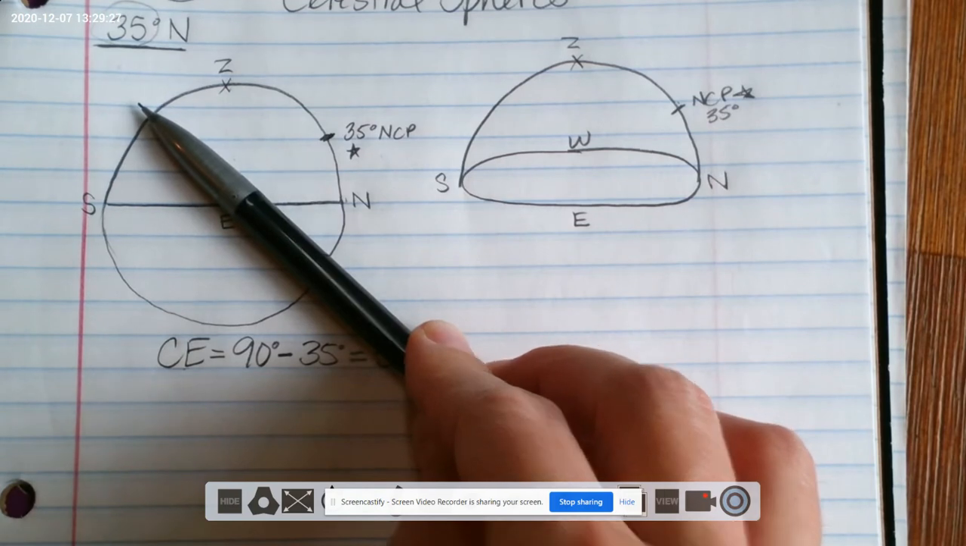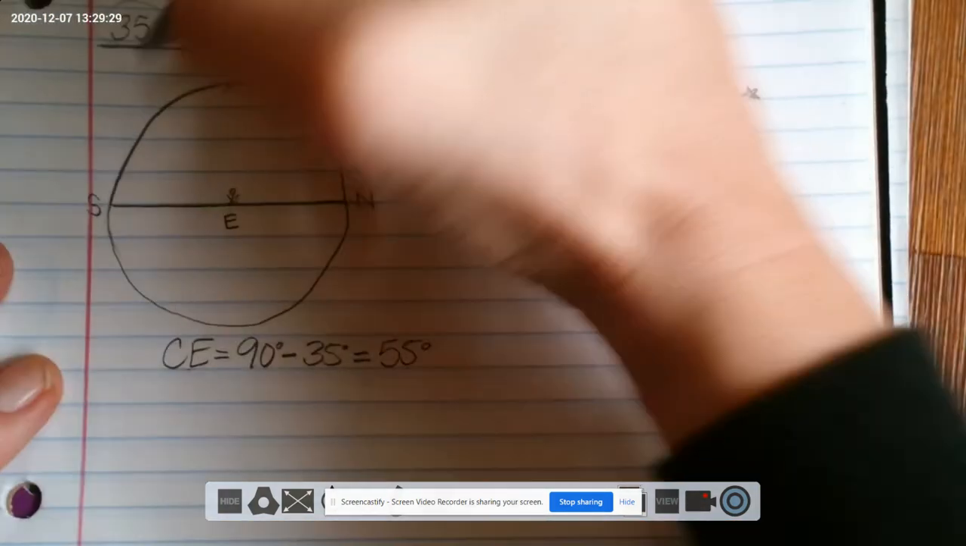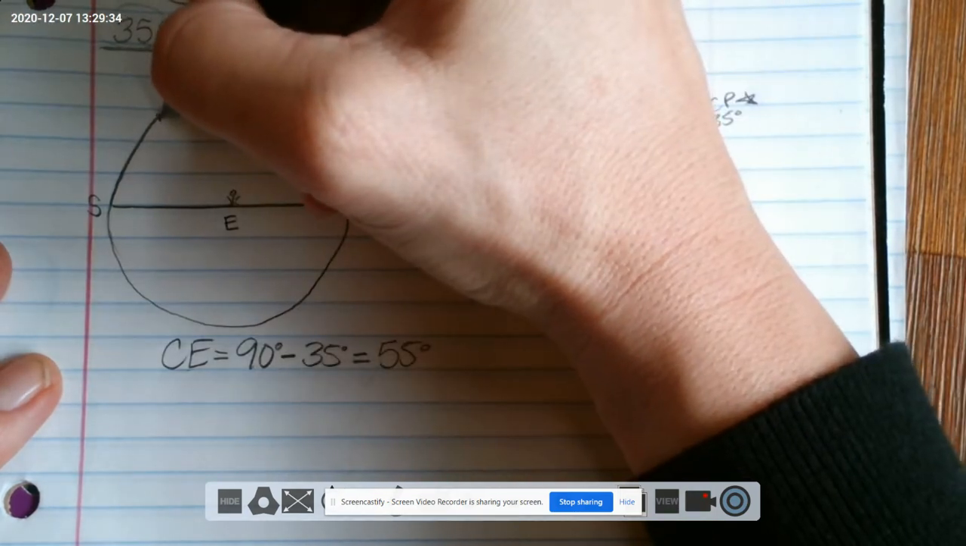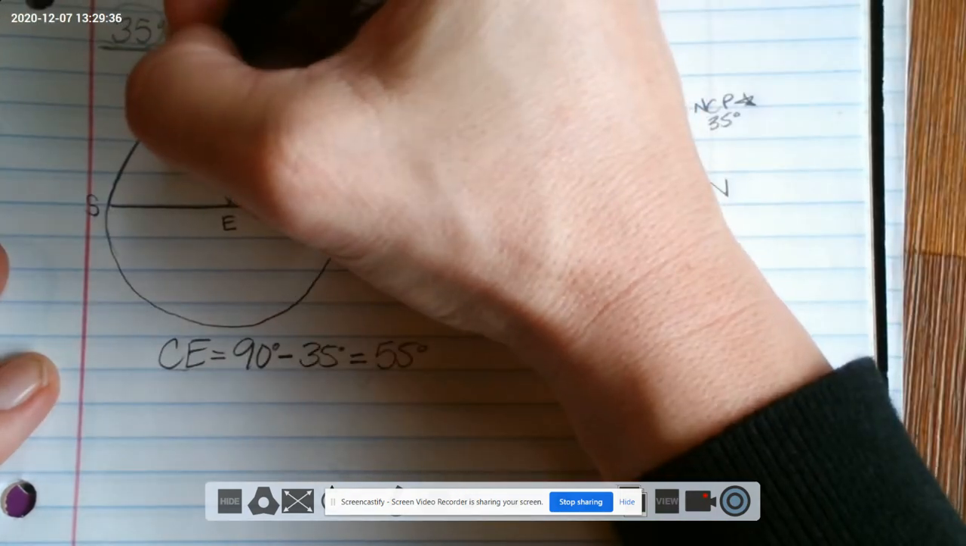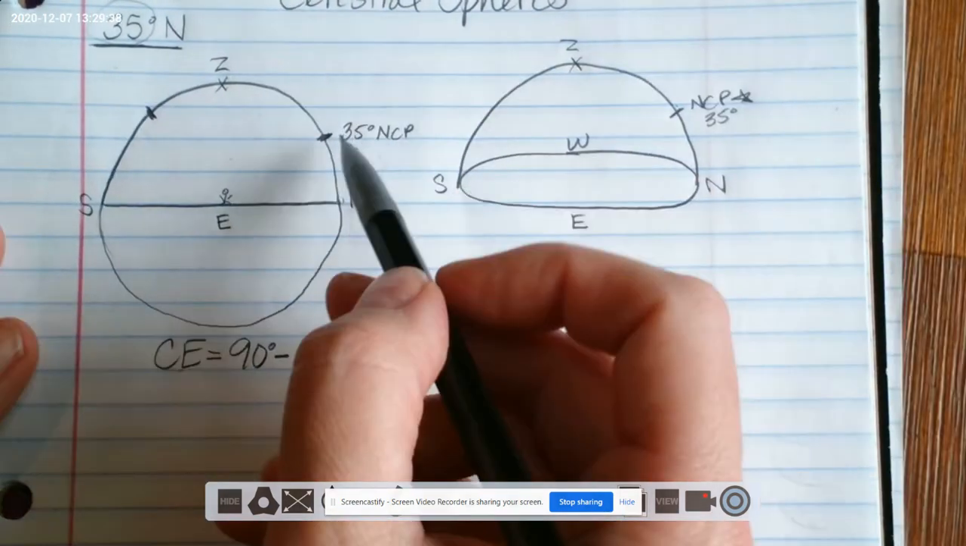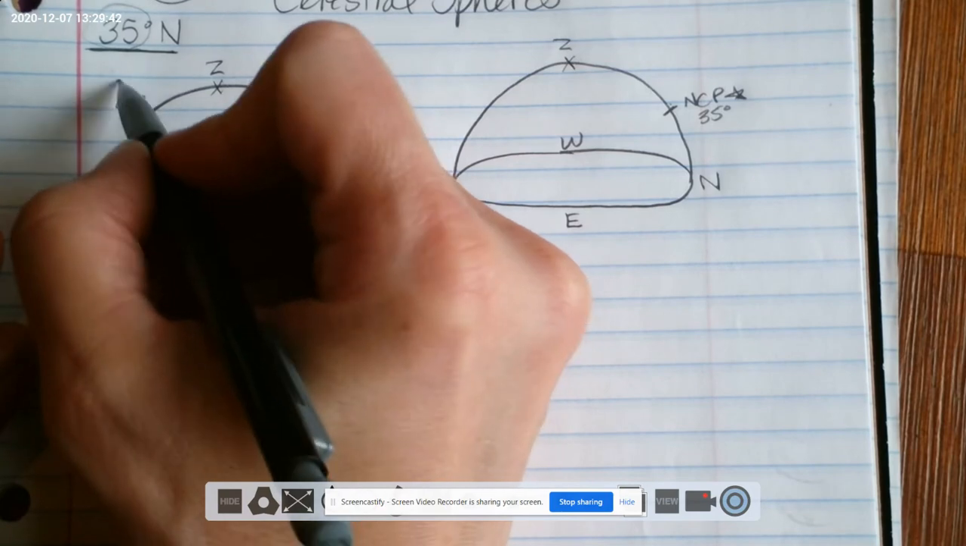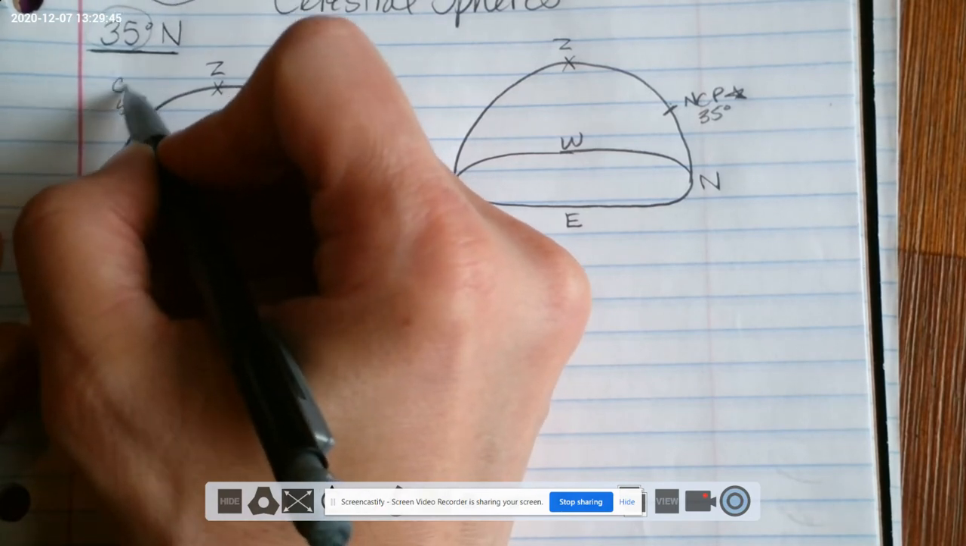Okay, so again, to make it accurate, you can make a 90-degree angle, or you can just say, okay, I'm eyeballing it. It's a little bit above 45, since this is a little bit below 45. We're going to go at 55 degrees, and we're going to call that our celestial equator, which is CE.